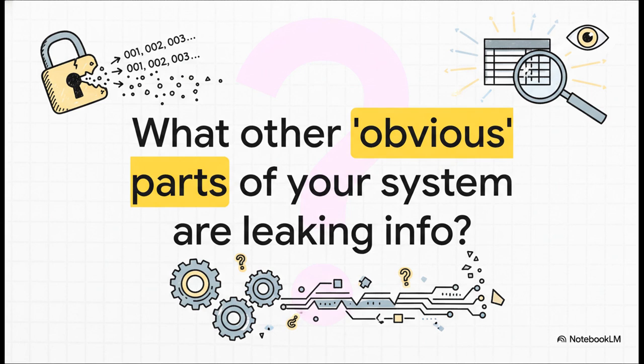So I'll just leave you with this thought to chew on. We've seen how something as obvious as a sequential ID can be a huge information leak. It makes you wonder, what other simple, obvious design choices in your systems are quietly telling the world more than you'd like?